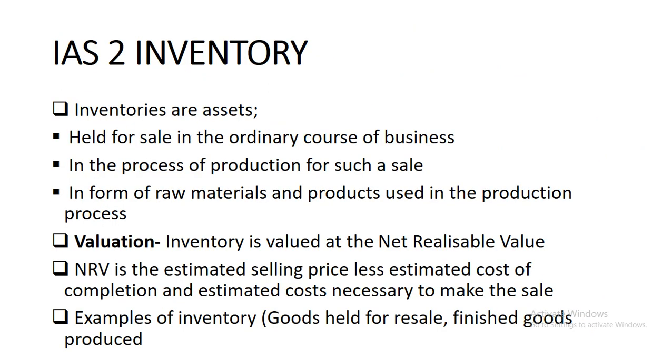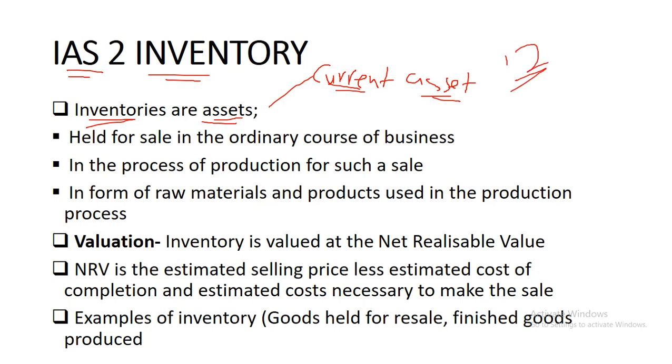Then let's look at IAS 2. This is a standard which looks at inventory, right? So what are inventories? What you need to know, inventories are assets. But what type of assets? Inventories are current assets. So these are assets which are going to be realized within 12 months. They're going to be sold off within 12 months. They don't really exceed more than 12 months.